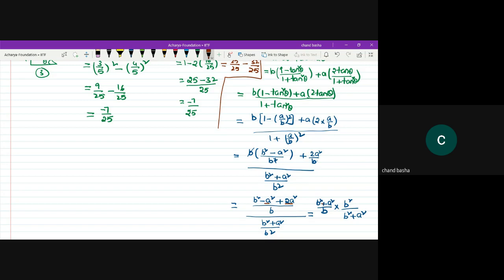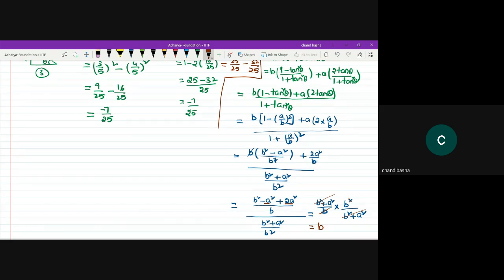a square minus a square, divided by b. And the denominator function, can we take its reciprocal? It will become b square by b square plus a square. b square plus a square cancel, and 1b is also cancel. You will get just b as the required answer.